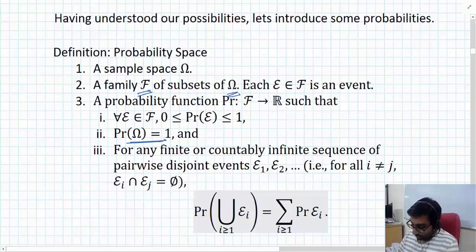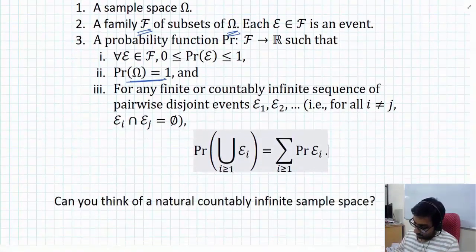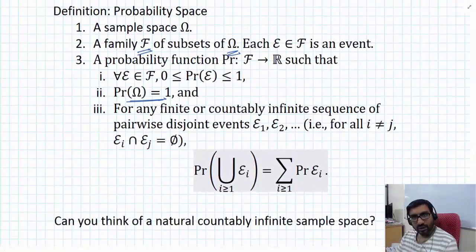So now if we have such a probability function defined on top of a sample space and a set of events, then what we have is called a probability space. And the entire probability theory rests on understanding probability spaces. These are very fundamental notions, and everybody must have a clear understanding of this probability space. Okay.